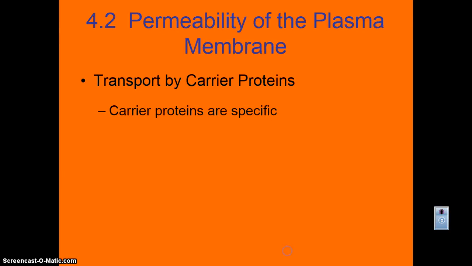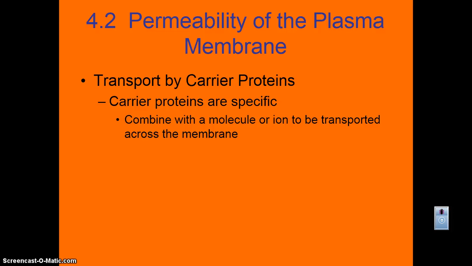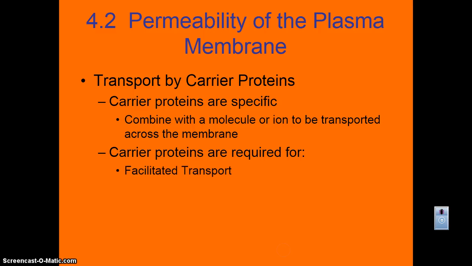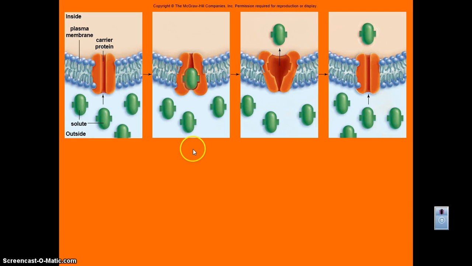Okay, transport by carrier proteins. Carrier proteins are specific. They combine with a molecule or an ion to be transported across the membrane. Carrier proteins are used for facilitated transport and active transport, and we're going to look at pictures and examples of each one of those. To facilitate means to help.